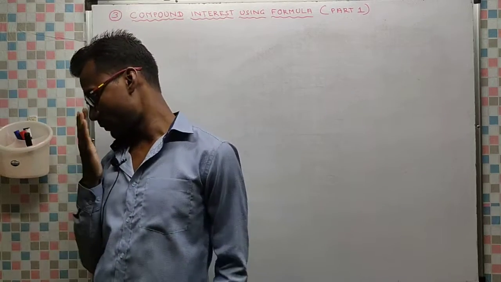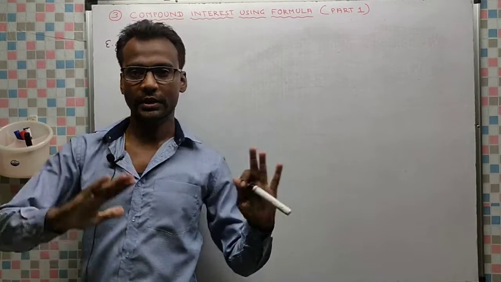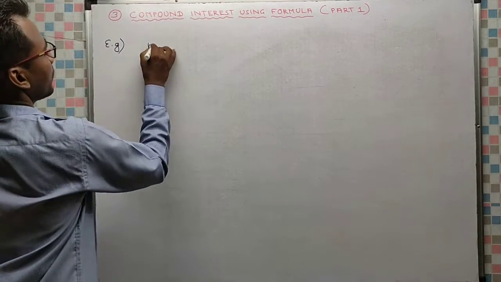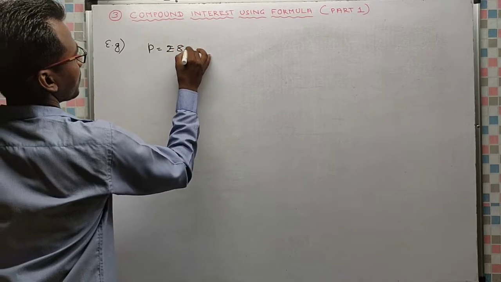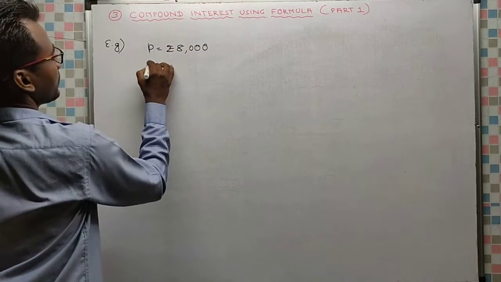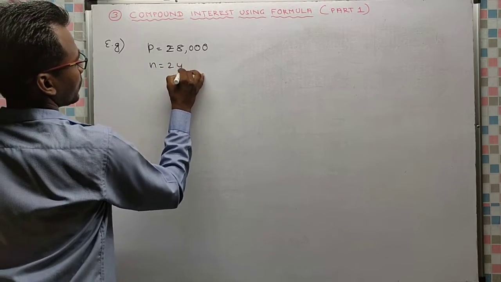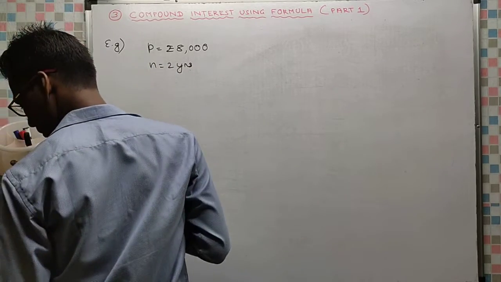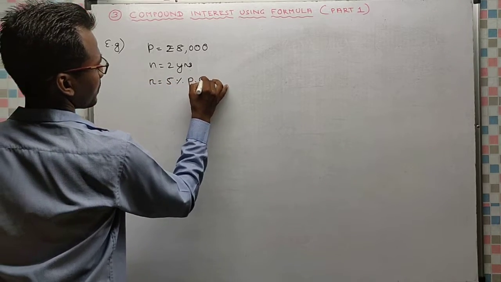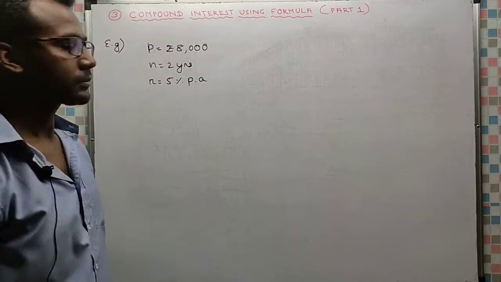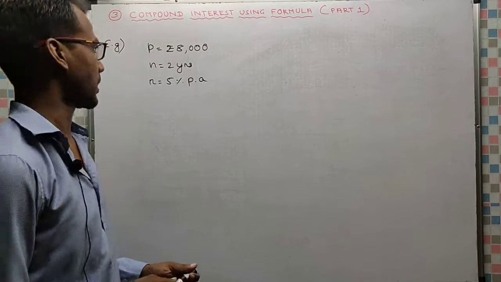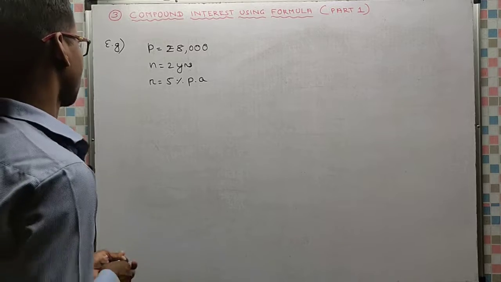Find the difference between compound interest and simple interest on rupees 8,000. P is equal to rupees 8,000. Time is 2 years. R is 5% per annum. You have to find the difference between compound interest and simple interest. First, let us go for simple interest.